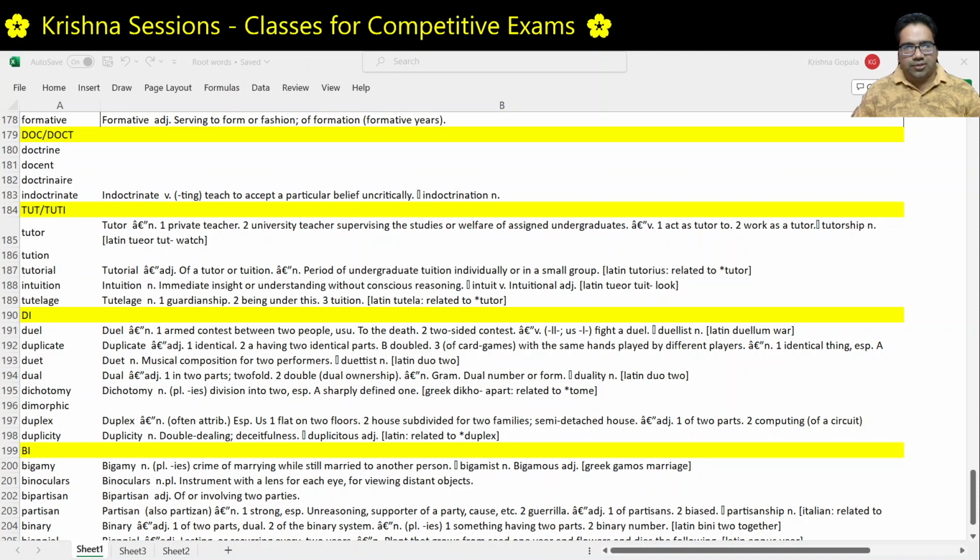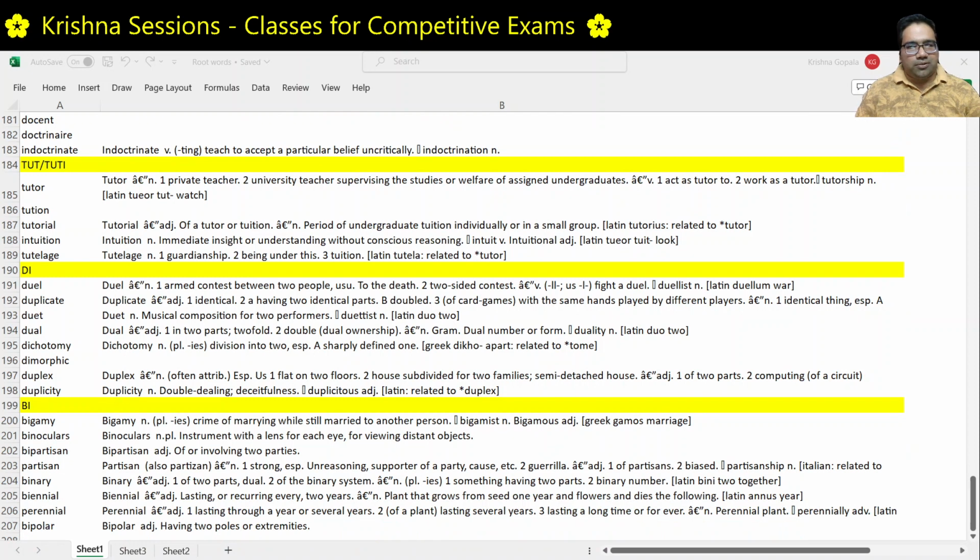Same tut. He works as a tutor in that school, or his history tutor, his science tutor, etc. A tutor is kind of a private teacher, especially one who teaches individual students or small groups. That fellow is a tutor. Tuition, we all know that people go to tuition. That is a place where people take lessons beyond school. So this is also like guiding, like teaching. Tutorial is also the same thing.